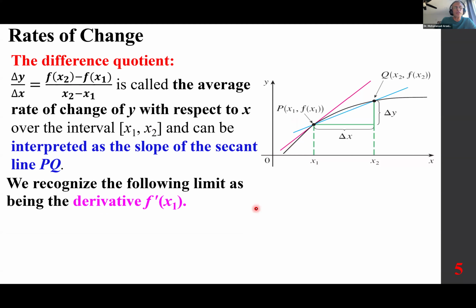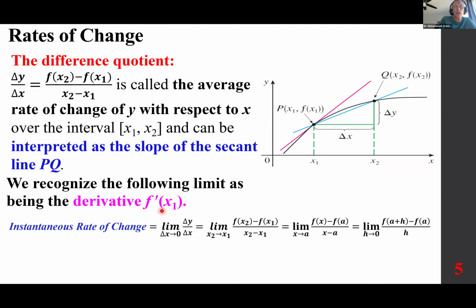We recognize the following limit as the derivative, f prime at x sub 1, or f prime of x sub 1. Various ways of looking at it. Instantaneous rate of change, the limit of delta y over delta x as delta x approaches 0. This distance, the run, can be delta x or h. The limit of f of x sub 2 minus f of x sub 1 over x sub 2 minus x sub 1, as x sub 2 approaches x sub 1.